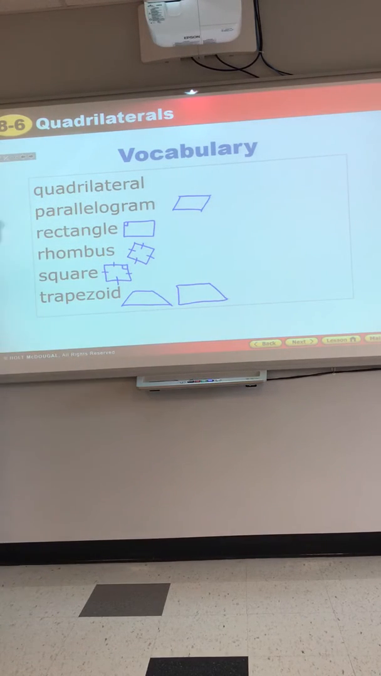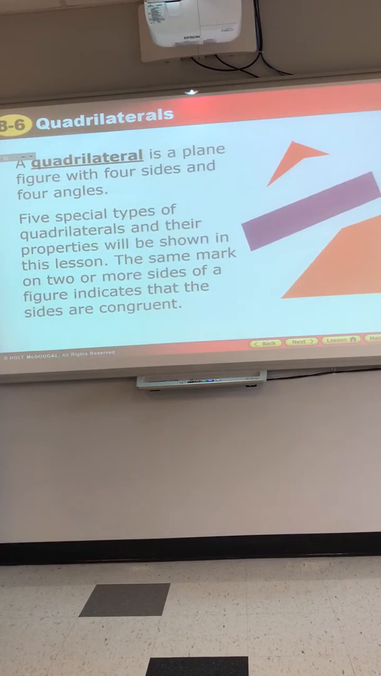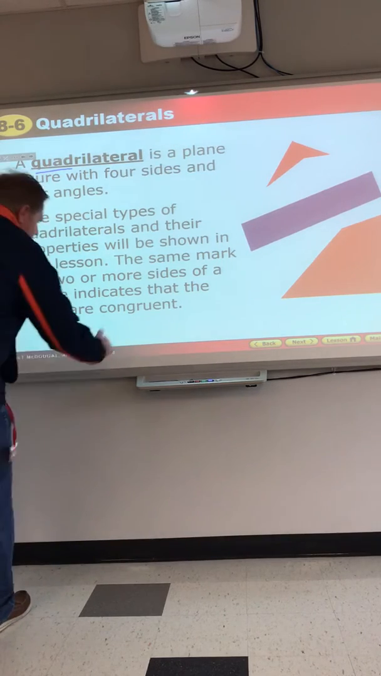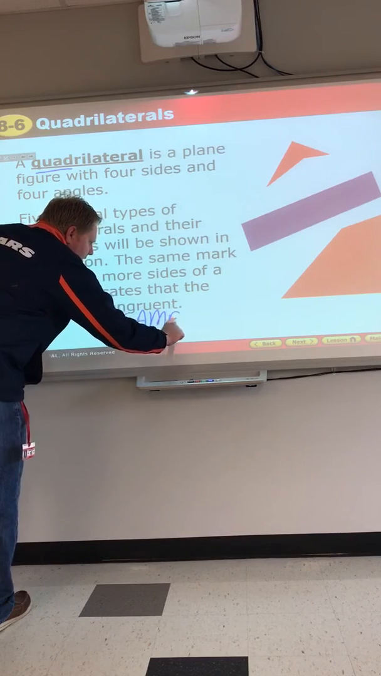All right. You've got pictures for all of them. We'll show you a picture from the book. A quadrilateral is a plane figure with 4 sides. I told you quad meant 4. All right. 5 special types of quadrilaterals and their properties will be shown in this lesson. The same mark on 2 or more sides of a figure indicates that the sides are congruent. And if you don't remember our fancy speak for congruent, that means they are the same.